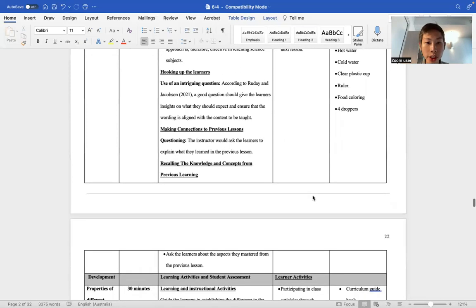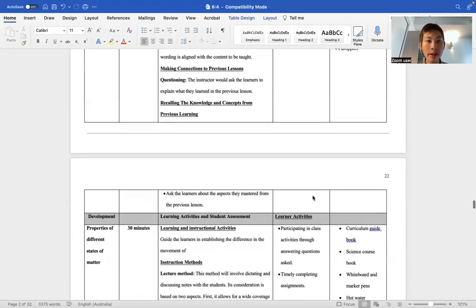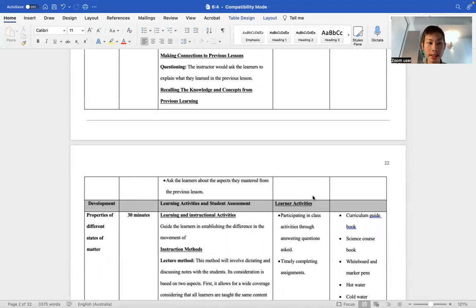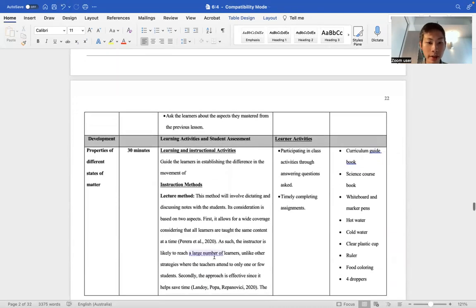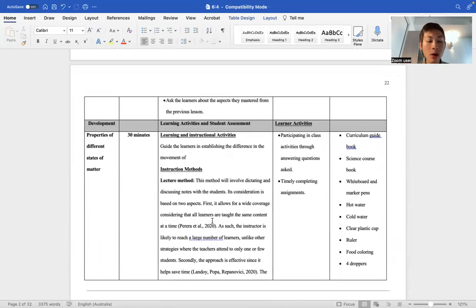And I will use questioning like in the previous lesson as well, except in the middle of the lesson. And then I shall be using the lecture method in terms of instruction because there's a lot of theoretical material here. Pereira et al. 2020 is a journal that I've used to deliver this lecture.